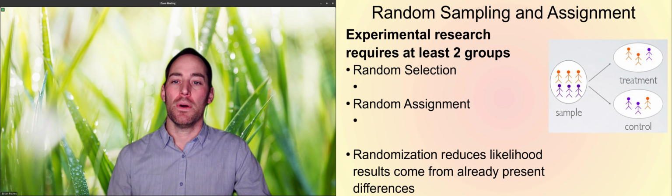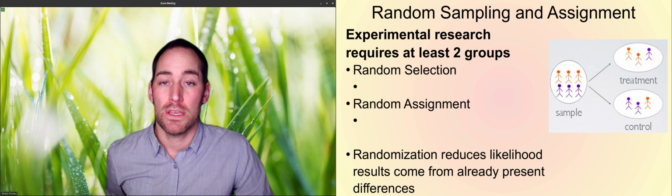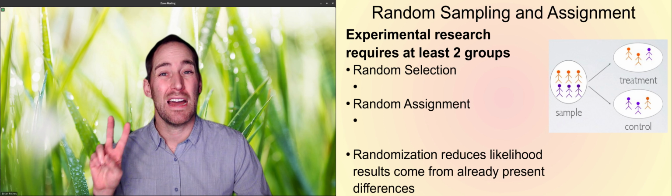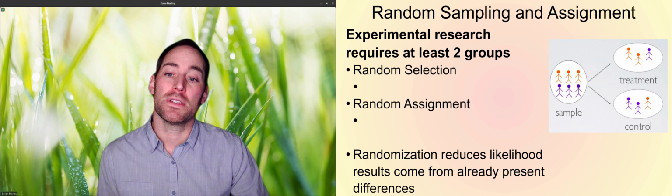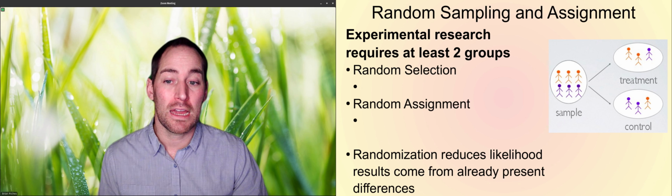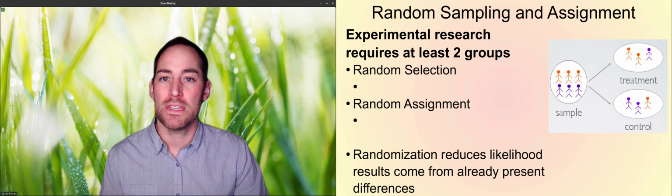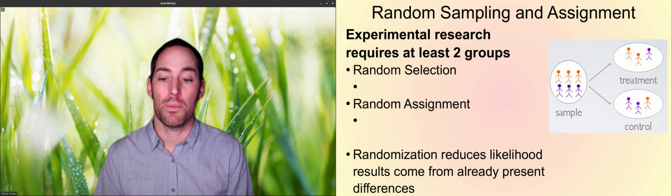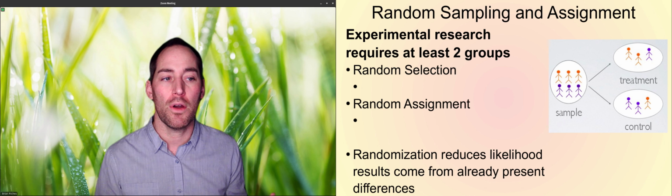All right, so an experiment requires at least 2 groups. You need your treatment group and your control group, 2 groups doing 2 different kinds of strengths of interventions. And with these 2 groups, they should be randomly selected or randomly assigned. So the difference between these we'll talk about in a second, but randomization, getting randomly into either group, reduces the likelihood that your results come from already present differences.